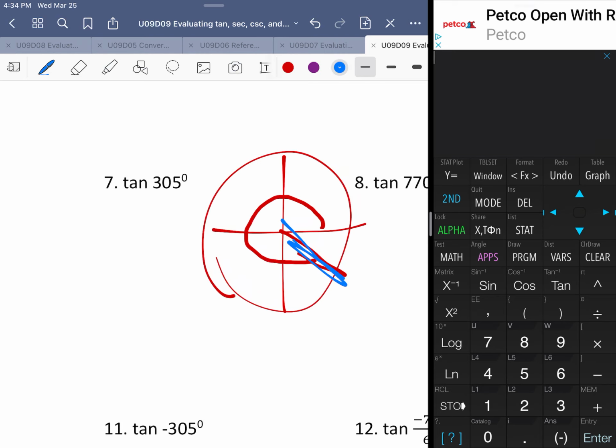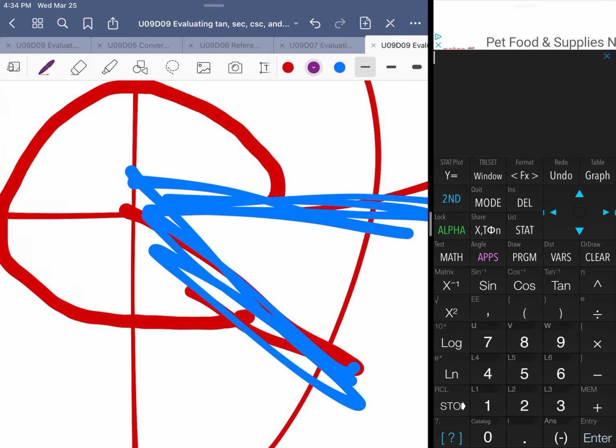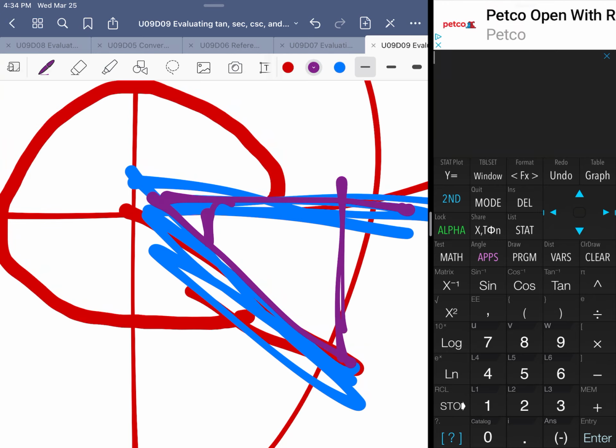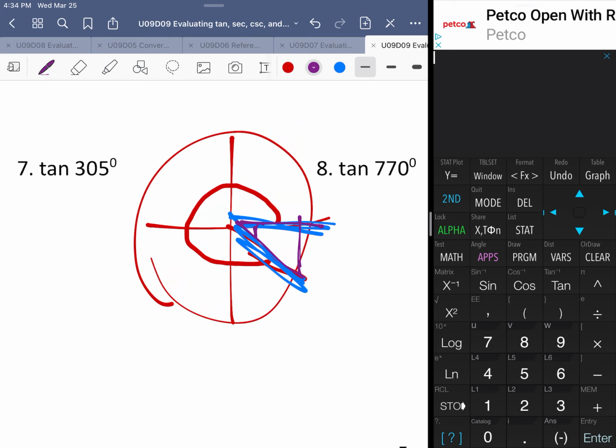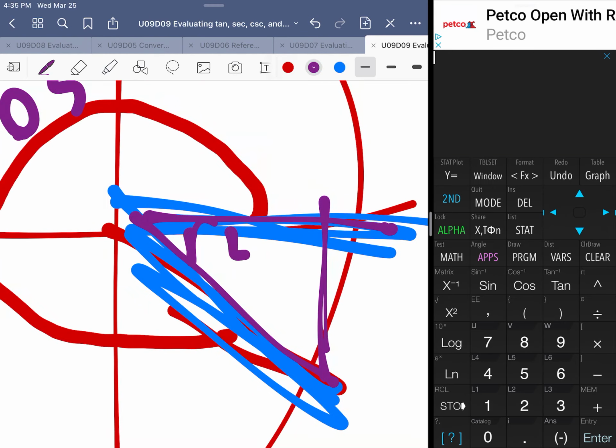Let me draw it another color. The reference angle is the angle formed by the x-axis and the terminal side. So this is our reference angle. Put a little r in there. Now, if this angle on the outside is 305, the angle on the inside is 45. So we have a 45-degree reference angle.